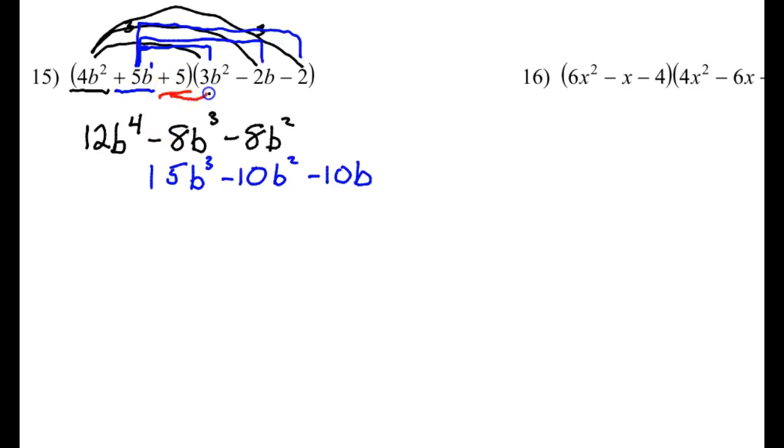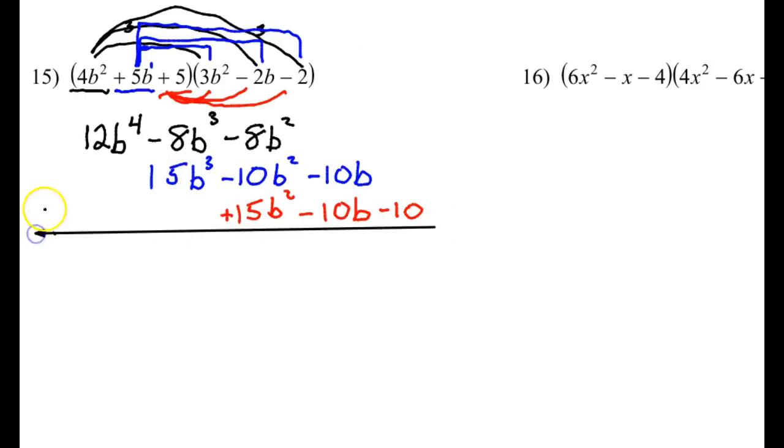So we'll do 5 times 3b to the 2nd, which is 15b to the 2nd. Notice how I write it underneath the other b to the 2nds. And then 5 times negative 2, another negative 10b. So we're adding this whole thing up, just like a regular old addition problem.